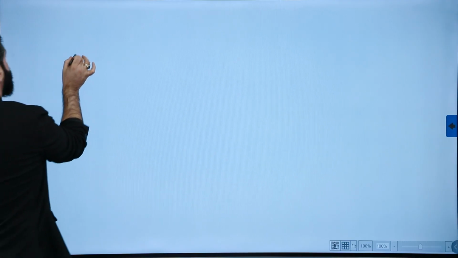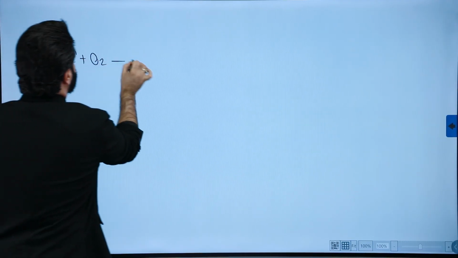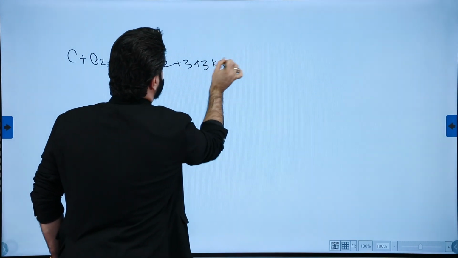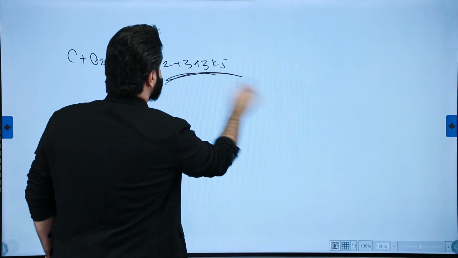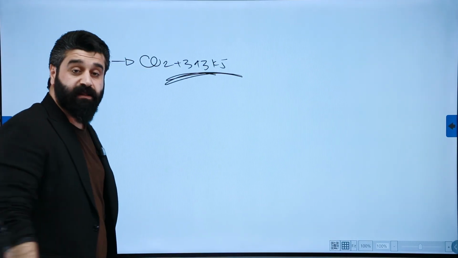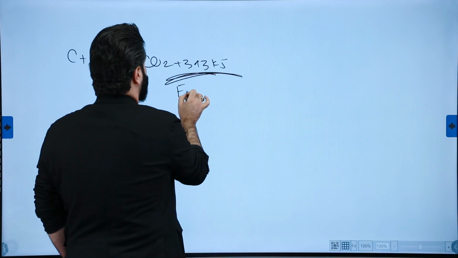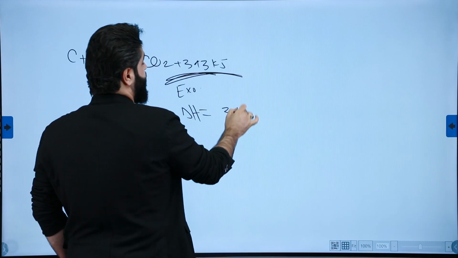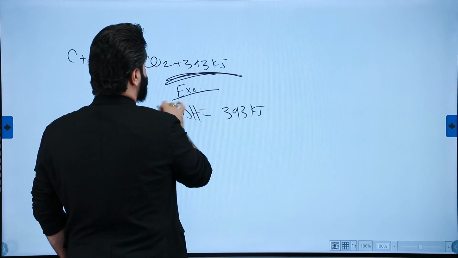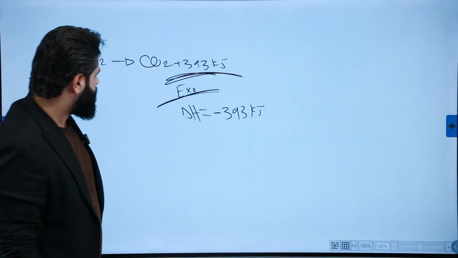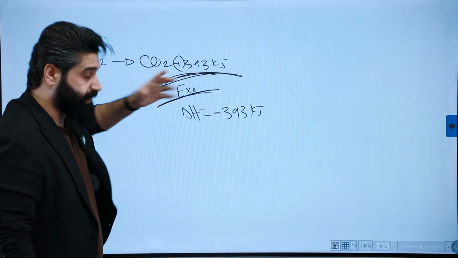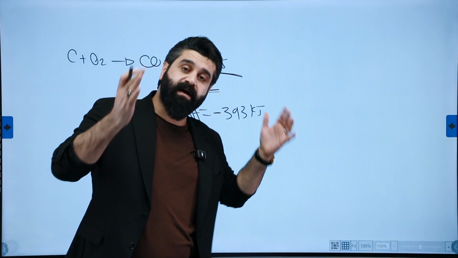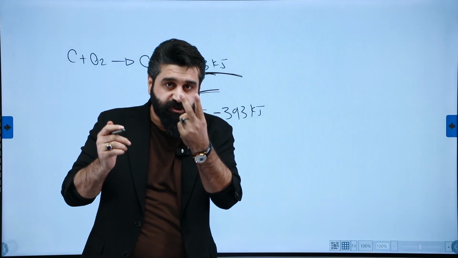So let's have this example. Carbon plus O2 to form CO2 plus 393 kilojoules. Okay, since the amount of energy came from the product side, this is exothermic, and the value of delta H is 393 kilojoules, but because it's exothermic, we need to add negative. But why here does it have a positive sign? My dear, inside of the chemical equations, there must always be a plus sign between any two things.